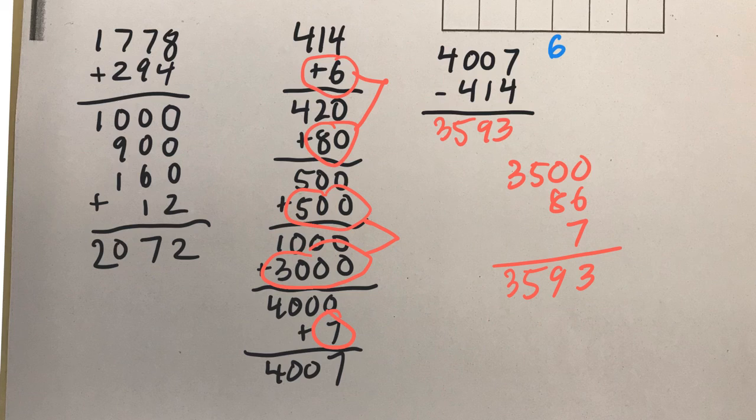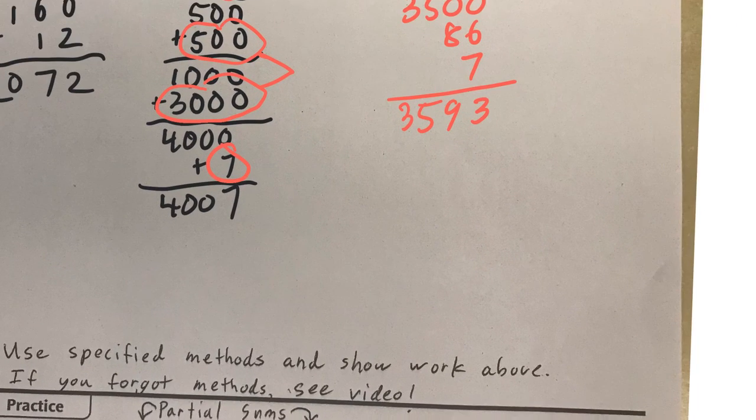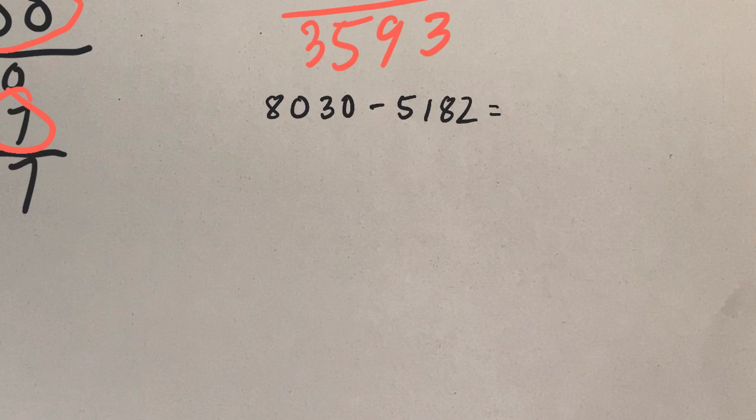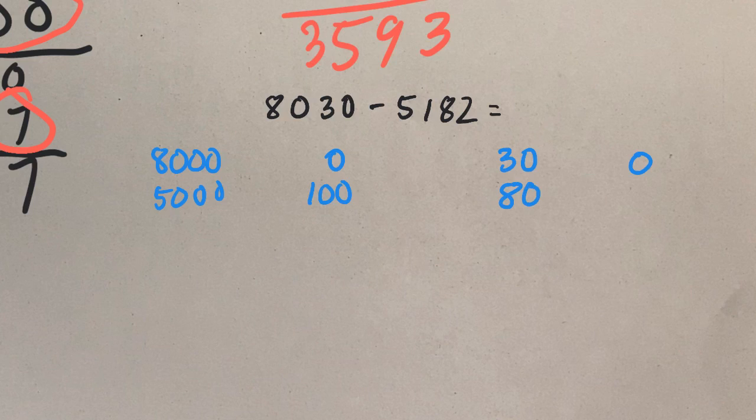Next method is expanded column. Oh, I'm running out of space. If you run out of space, use the backside. I'll zoom in here. So for this, I'm just putting each, again, place value in its own column. So 8,000, we have 8,000 in the thousands place. We have 0 in the hundreds place. We have 30, and then we have 0 in the ones. And the other way, we have 5,000, and then we have 100, 80, and 2.